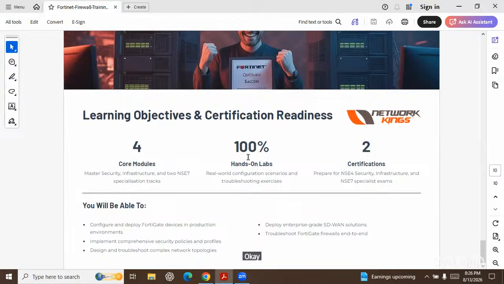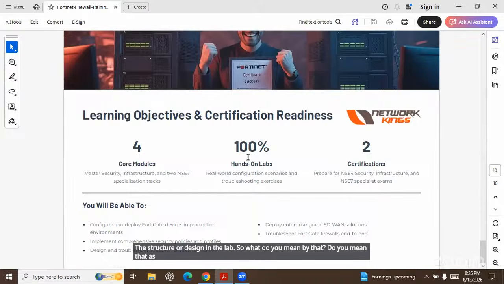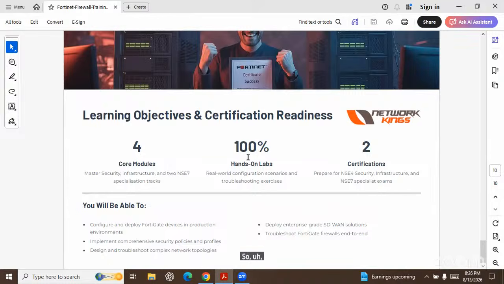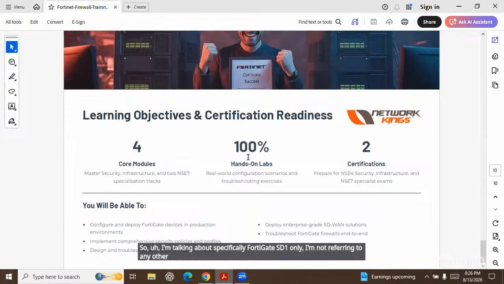Now that being said, I want to get more clarification. When you say SD-WAN structure or design in the lab, what do you mean by that? Do you mean SD-WAN testing as per the lab or something? I'm talking specifically about FortiGate SD-WAN only. I'm not referring to any other vendor's SD-WAN solution.